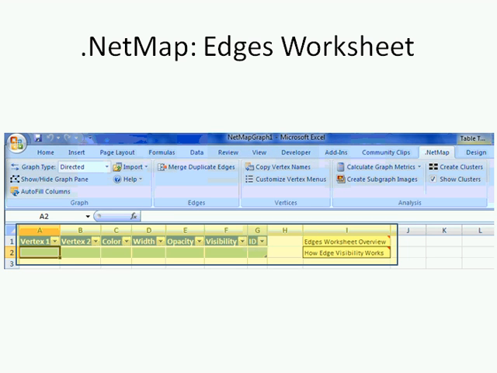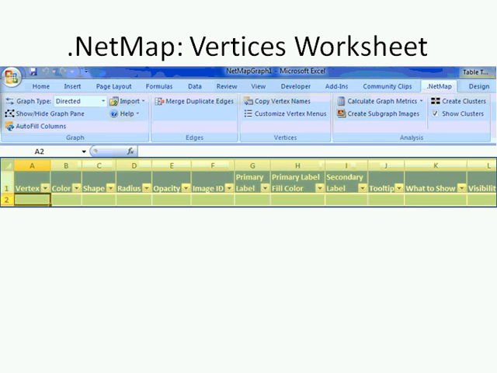And then finally over there, you'll see below that, Create Subgraph Images. This is a way of creating ego nets in an automated way. And then Create Clusters and Show Clusters, 2 features that we've just implemented that allow you to gather some nodes together. I will note that clustering is not yet a feature of the layout algorithm, but that is a work item for us. So here on the next page, you'll see the vertices worksheet.